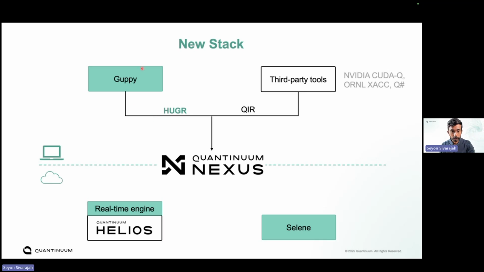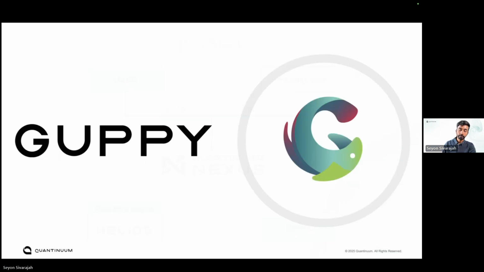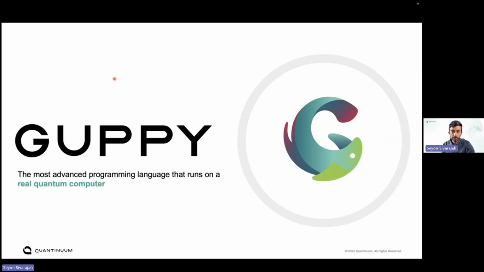All right, so we'll get to all of these, but let's start with Guppy. Put simply, Guppy is the most advanced programming language that runs on a real quantum computer. Now, what do I mean by that?